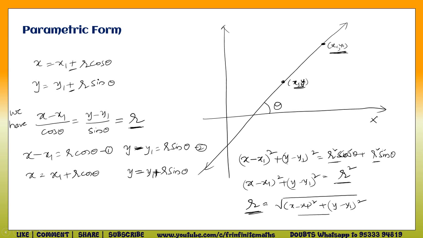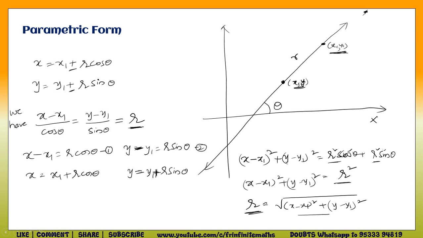So this is nothing but the parametric form: x = x1 + r cos theta, y = y1 + r sin theta. When we consider minus, it means this particular point (x, y), whose distance is r, since this is the locus of the point, can also lie on the other side of (x1, y1). If you want to find that particular point, we consider minus as well. Such situations also arise.